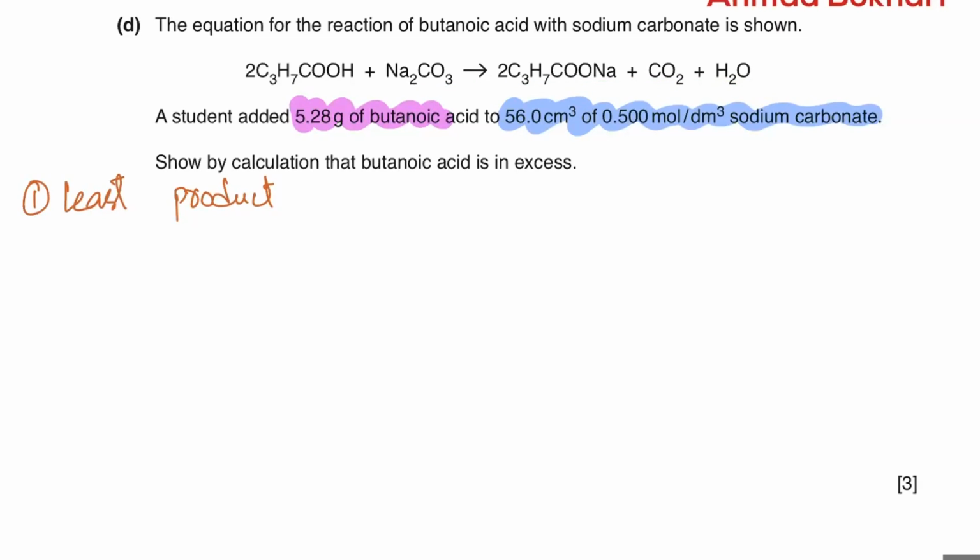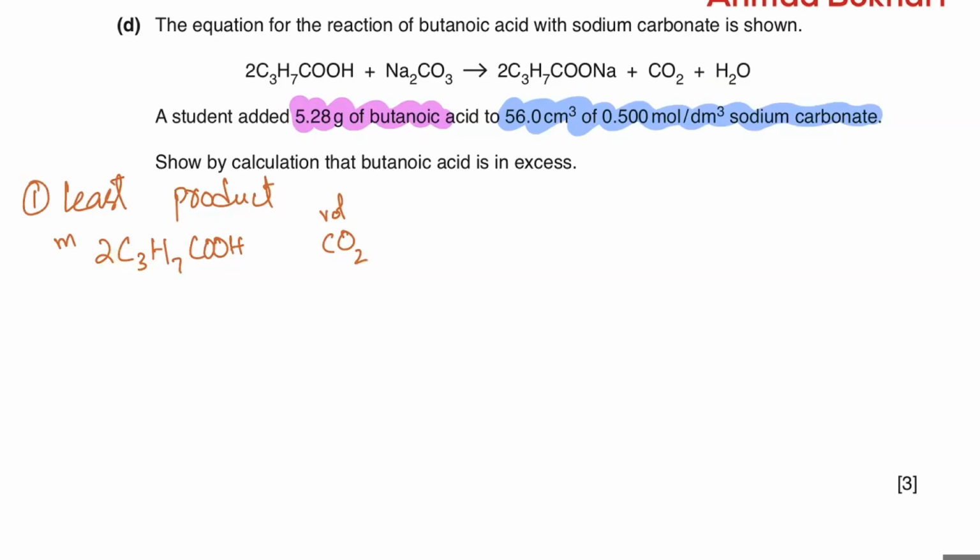So let's say I take the first product compound, 2C3H7COOH, and I compare it with carbon dioxide. I want to know how much carbon dioxide 5.28 of this will produce. So for that, obviously, this is the mass, this is the carbon dioxide, can be volume, can be moles, can be mass. It's totally my choice. Let's say I pick volume.